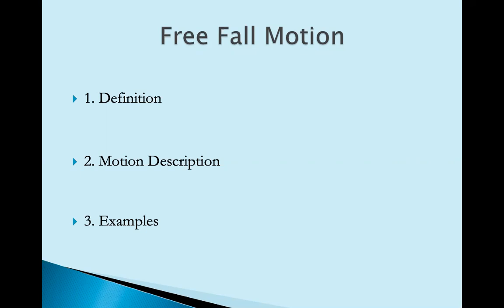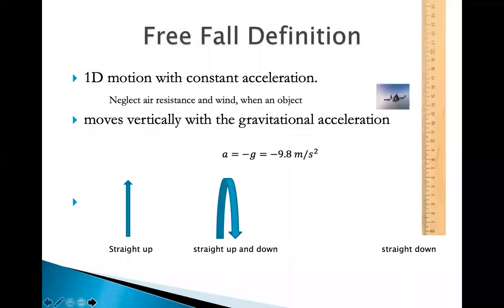So we are going to introduce the definition of free fall. And also we're going to introduce the motion description and then look at examples. Free fall motion is a motion with constant acceleration. So that being said, we can use all the equations for motion with constant acceleration. And free means neglect air resistance and wind, when this object is falling entirely due to gravity.